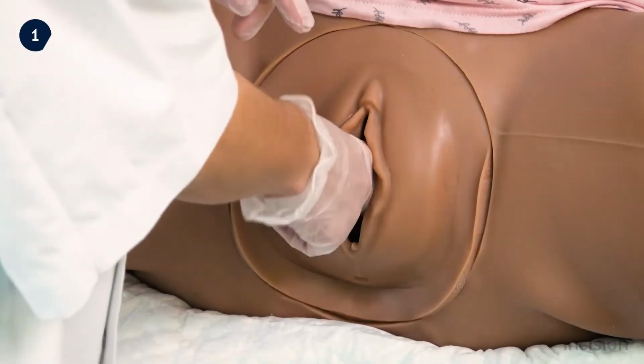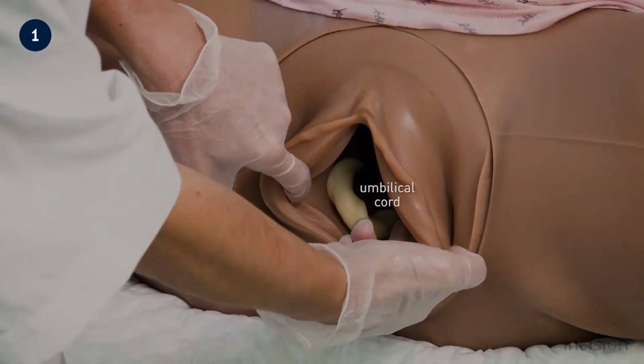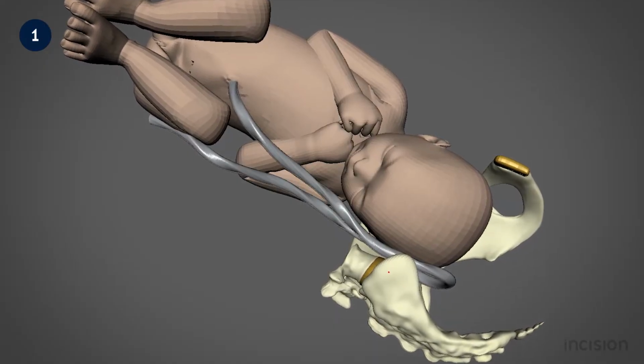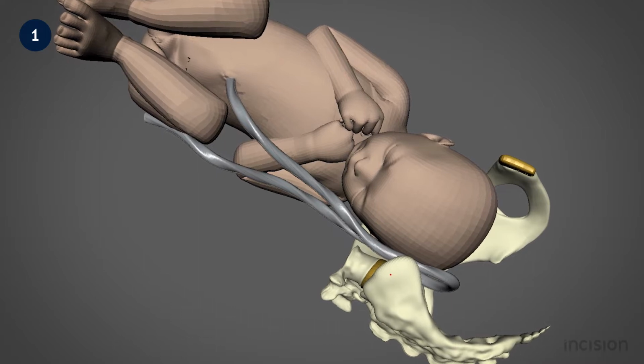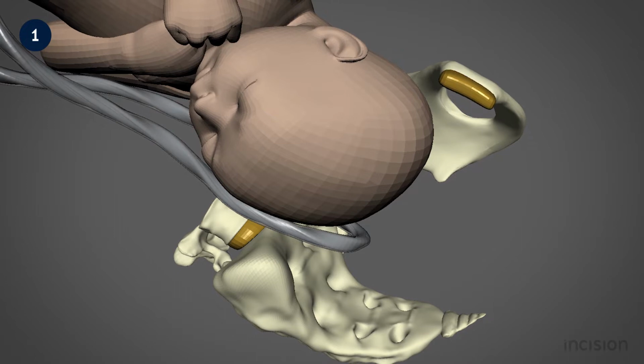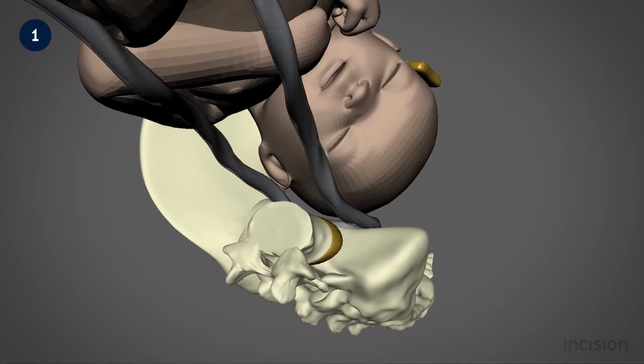The umbilical cord is said to be prolapsed if the membranes are ruptured and the umbilical cord is palpable caudal to the presenting part of the fetus, as seen here. If an umbilical cord is prolapsed, immediate action is required, as fetal hypoxemia may develop rapidly, secondary to direct compression or vasospasm of the cord.